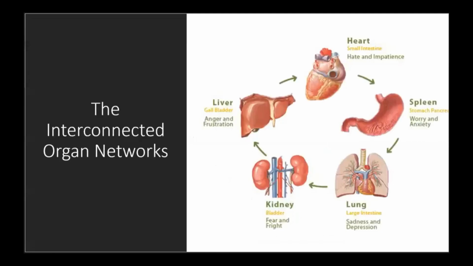Just another look here. These are the today kind of view of the organ, right? The kidney, fear and fright are the emotions. The liver, anger and frustration. The heart, hate and impatience. These are the toxic emotions, right? The spleen, worry and anxiety. The lung, sadness and depression. And you can just keep going deeper and deeper with this stuff.